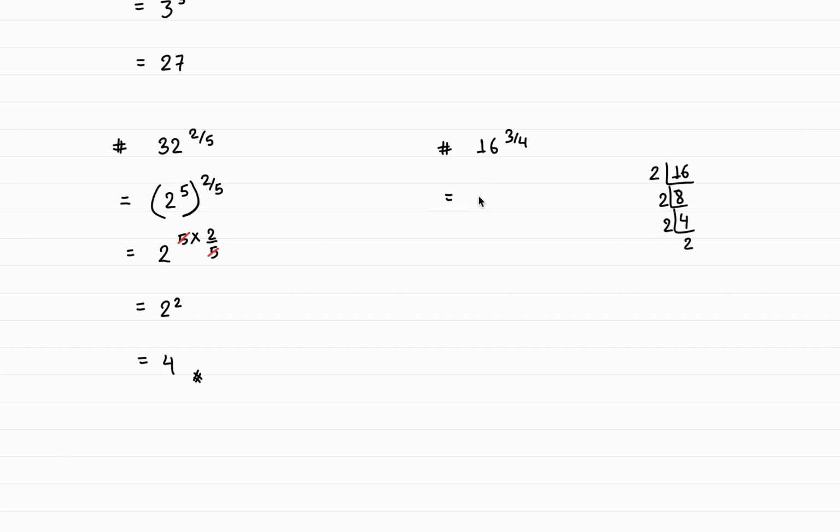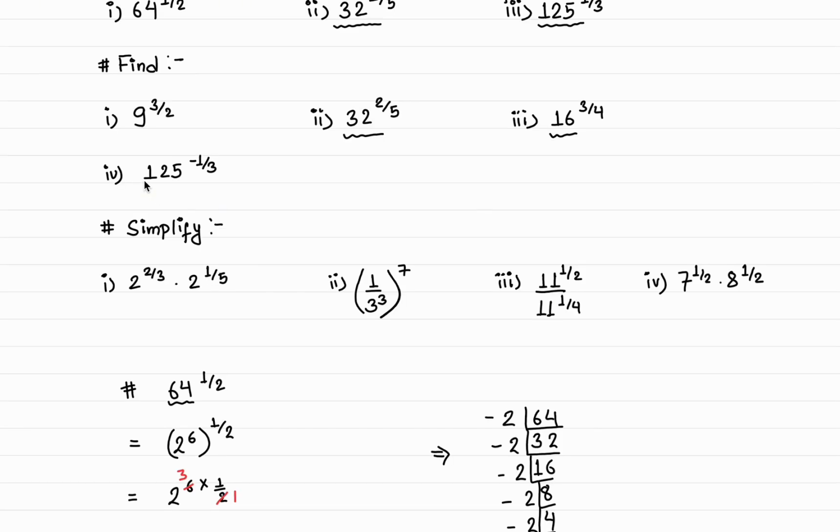Now let's write that over here. 16 is 2 to the power 4. Outside we have 3 over 4, which gives 2 to the power 4 times 3 by 4. Again, we can cut this 4 and this 4, and then we are going to get our answer as 2 to the power 3, or 2 cubed, which is 8. And done. That's our third question. Let's look at our fourth question. Our fourth question was 125 to the power minus 1 by 3.